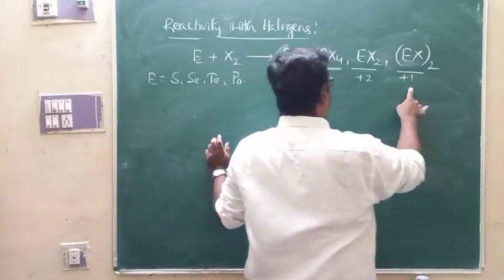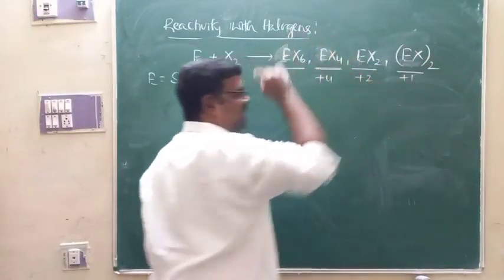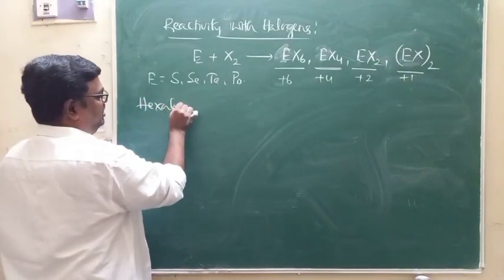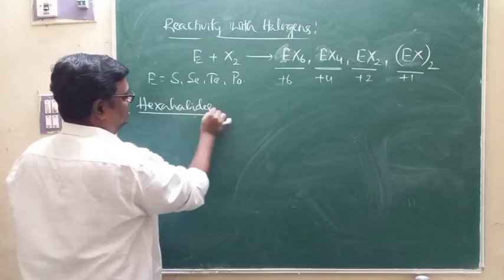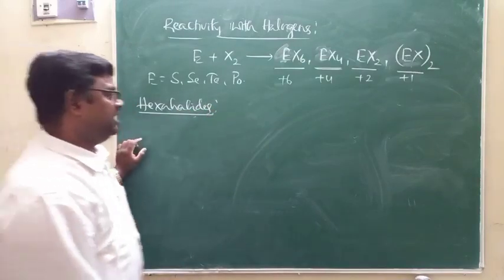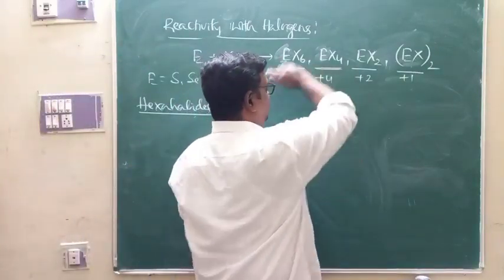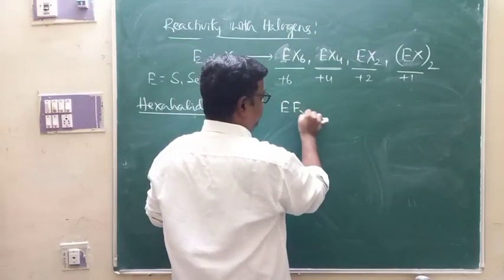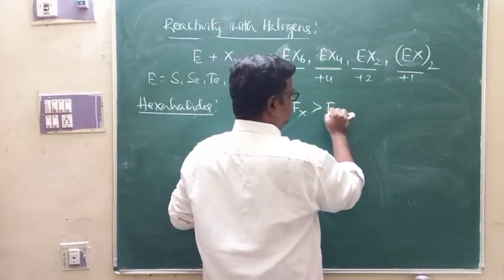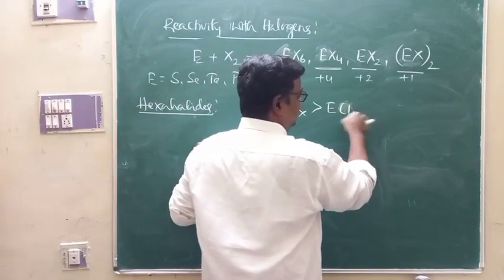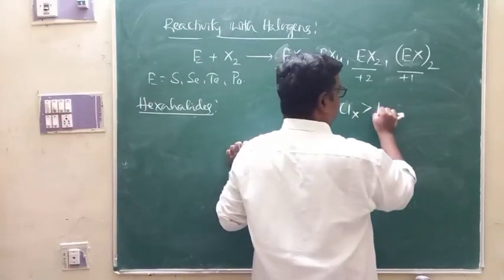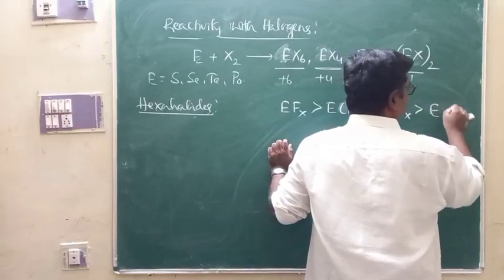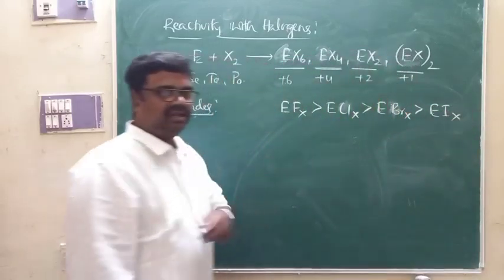Corresponding to these oxidation states, these are the possible halides. We'll see hexahalides first. Before going to the hexahalides, let me clarify one more thing. Among these halides, EX type fluorides are more stable than chlorides. Chlorides are more stable than bromides. Bromides are more stable than iodides.